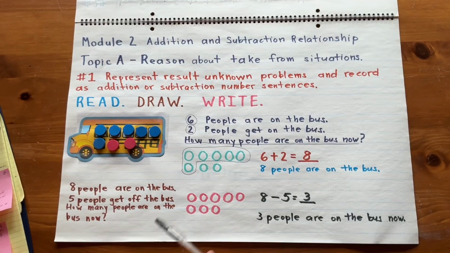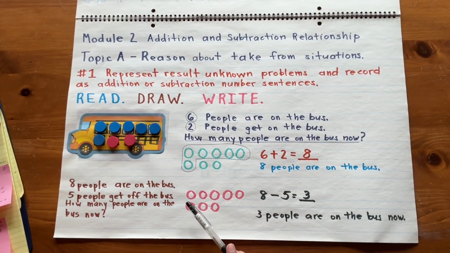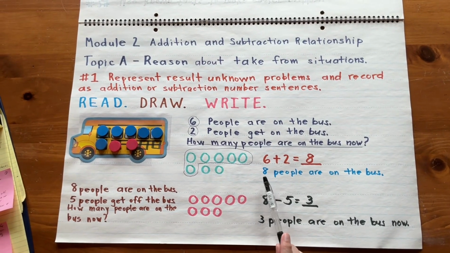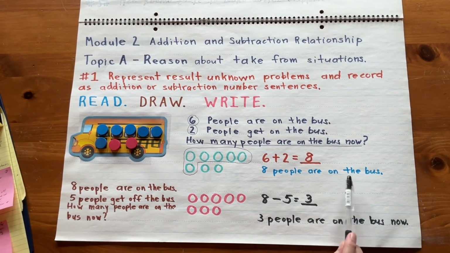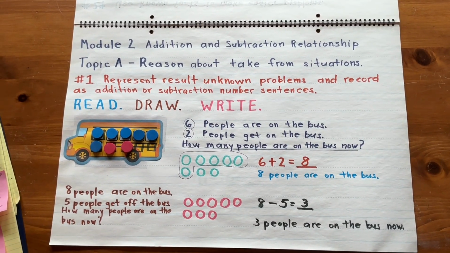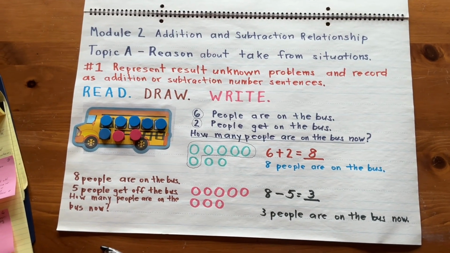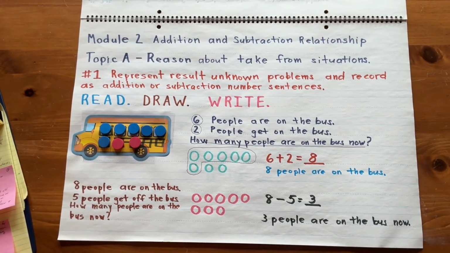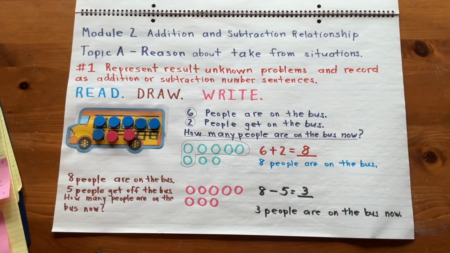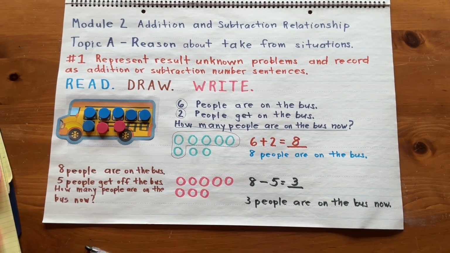So we read, we drew our math picture, we wrote our number sentence. The last thing we do is to write our sentence. 8 people are on the bus. So again, as we're solving word problems, we need to ask, how do we know when we add or subtract? What happens to the total when we add? What happens to the total when we subtract?